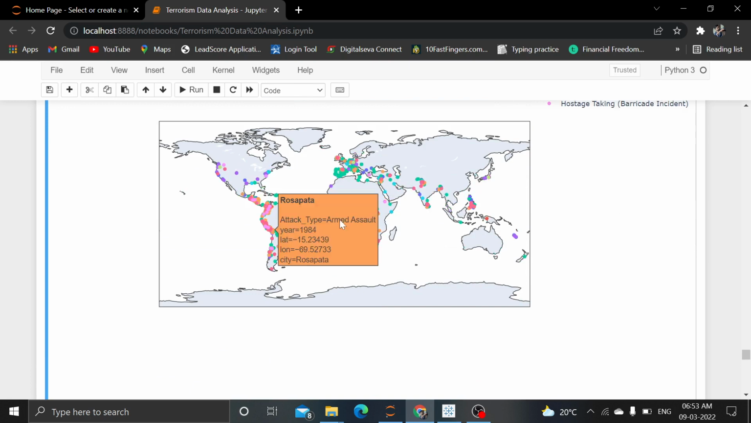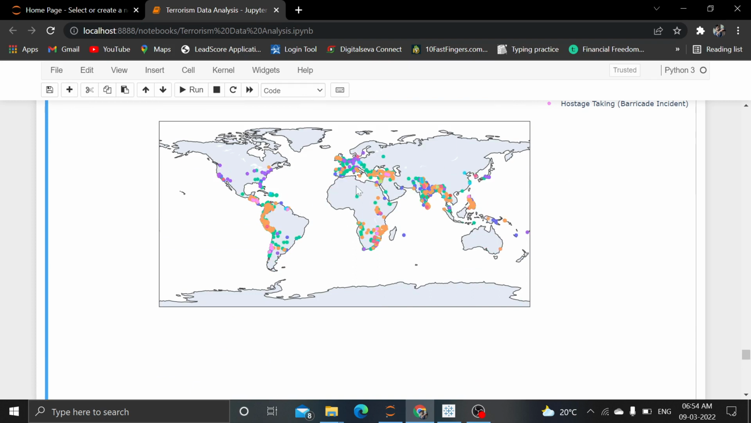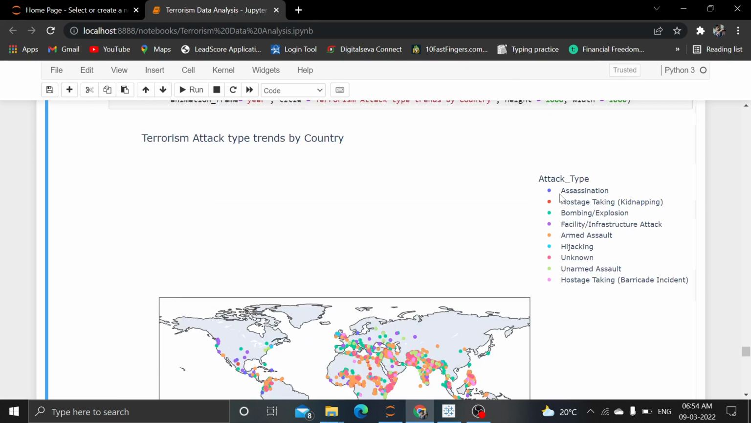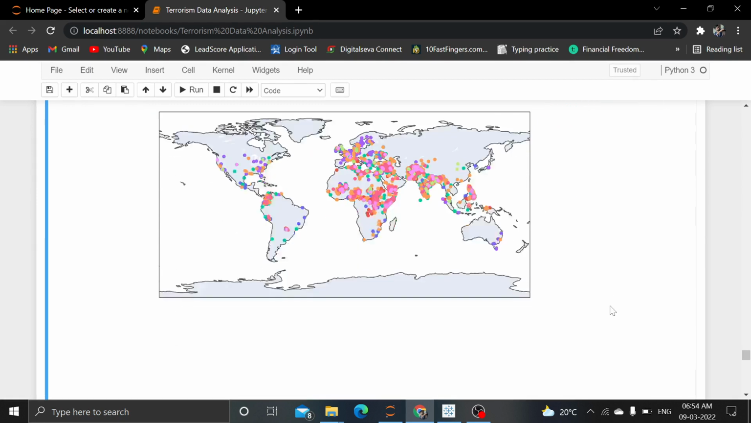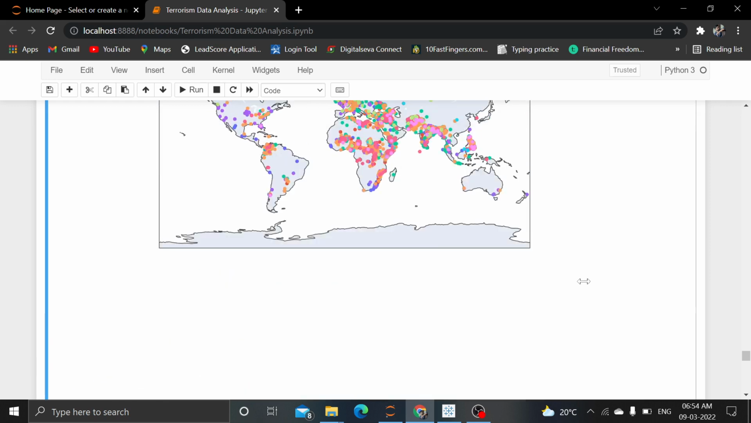You can see how terrorism is growing. There will be different kinds of attacks, and according to the attack type a different color has been assigned. You can see assassination is blue, bombing and explosion are green. Okay, let's zoom in.